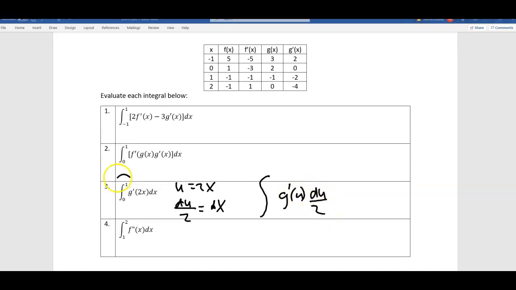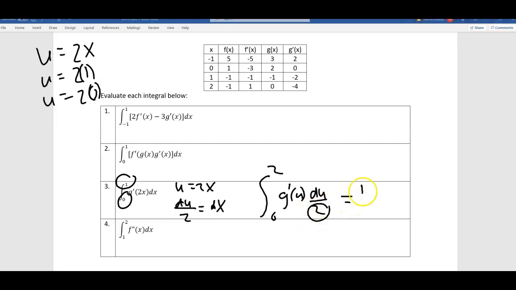We also need to change our limits. So for that, my u is equal to 2 times x. And for the top limit, I'm going to plug in 1 to get 2. And for the bottom limit, I'm going to plug in 0 to get 0. I'm going to pull this 2 out to the front so I have a half. And now we have a simplified expression. We're going to go ahead and integrate the g prime, which is going to give me g.